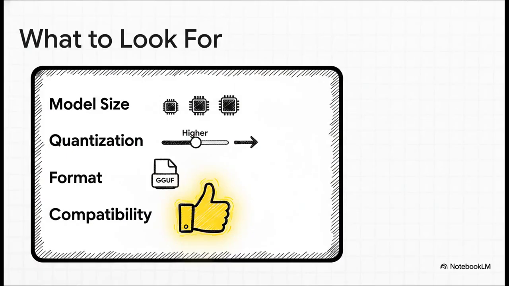So here's your little cheat sheet. First, match the model size, 4B, 12B, or 27B to your hardware. Aim for a higher quantization number like Q8 if you can. Make sure the file format says GGUF, but most importantly, look for that little thumbs up icon. That's LM Studio giving you the green light that the file is going to work on your computer.